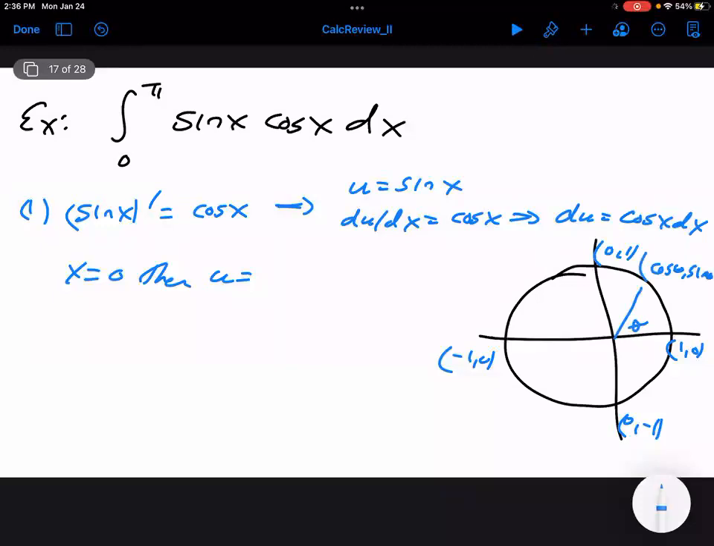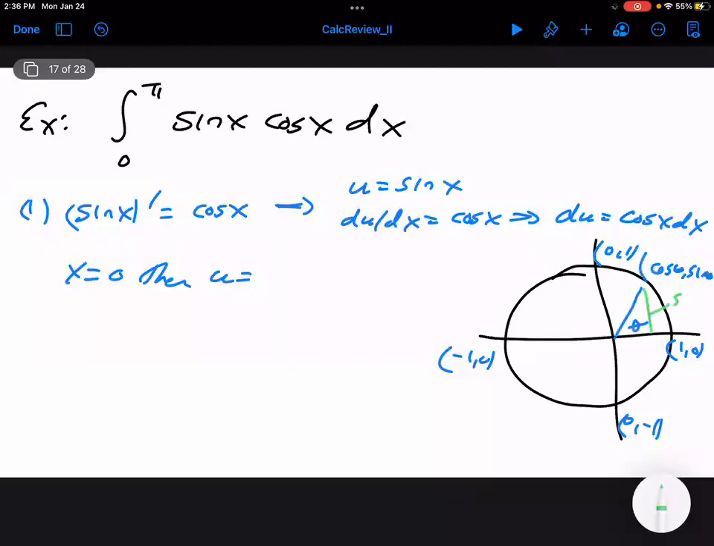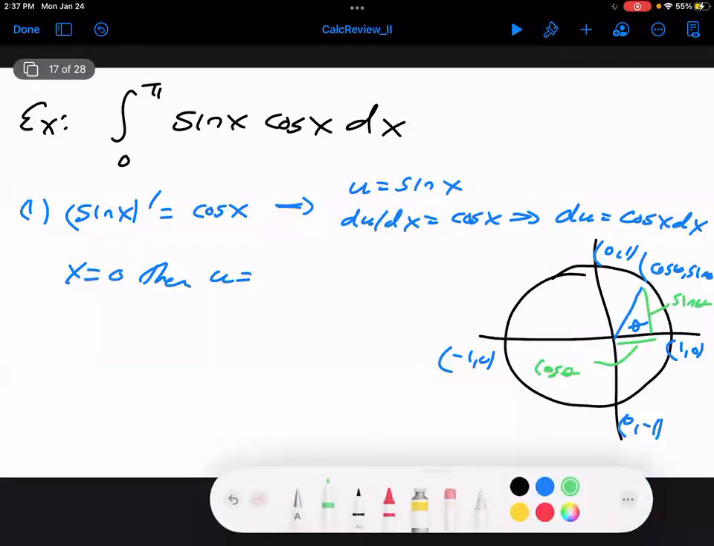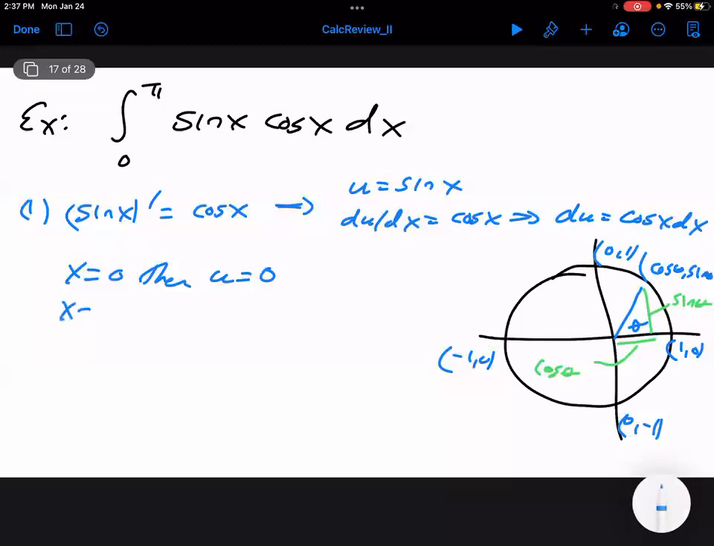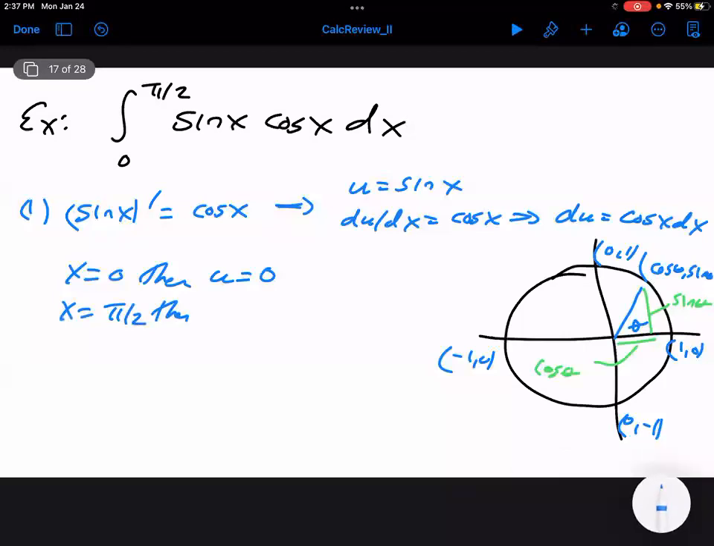And so we see when the angle is 0, the sine, the vertical part here, is the sine of theta, and over here, that's the cosine of theta. So when x equals 0, the sine of 0 is just going to be 0. When x equals pi, let's do pi halves. So when x equals pi halves, then the sine of pi halves is 1.